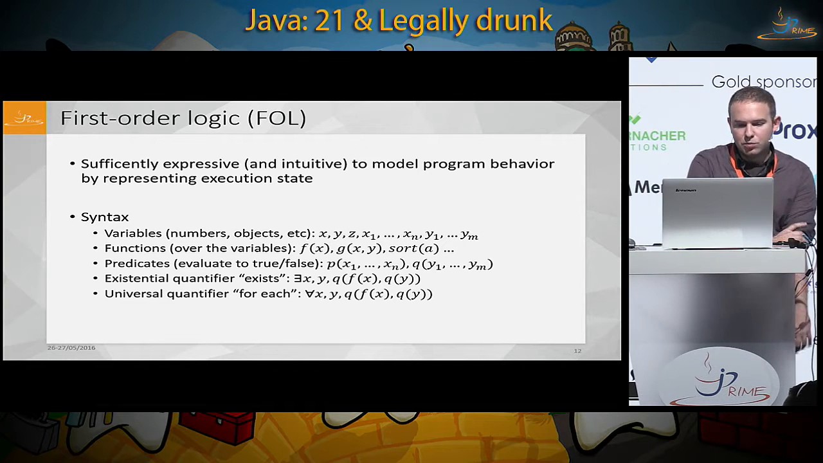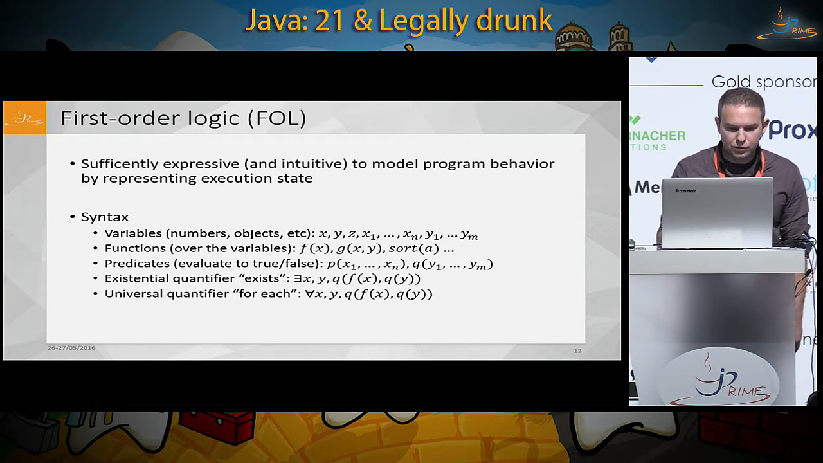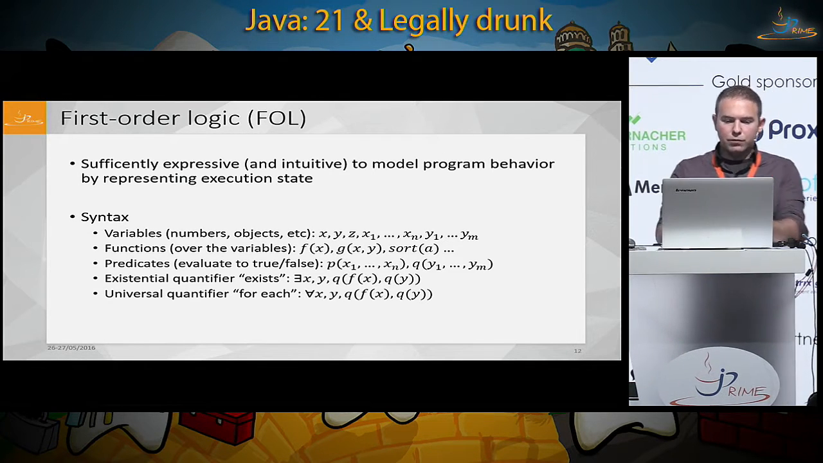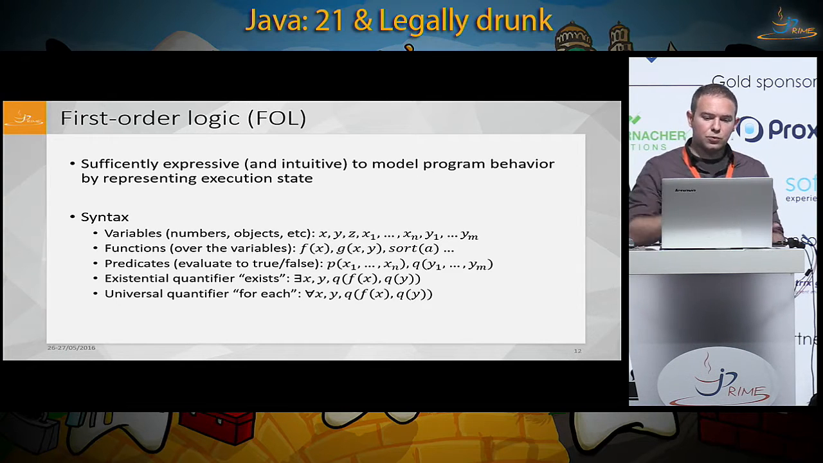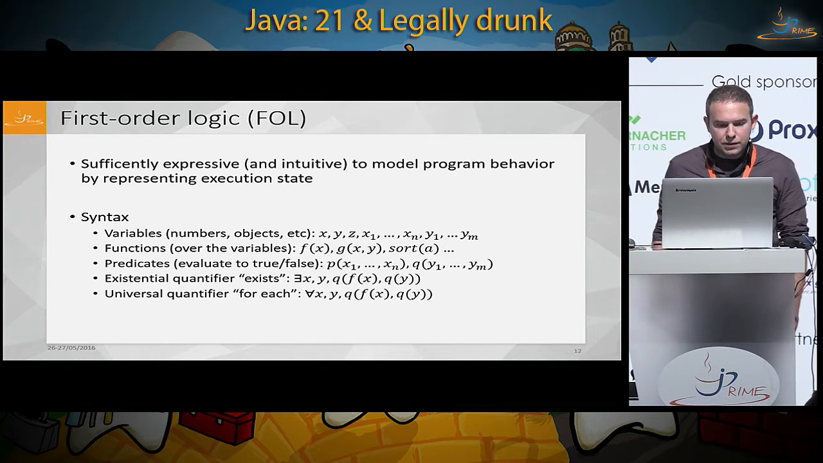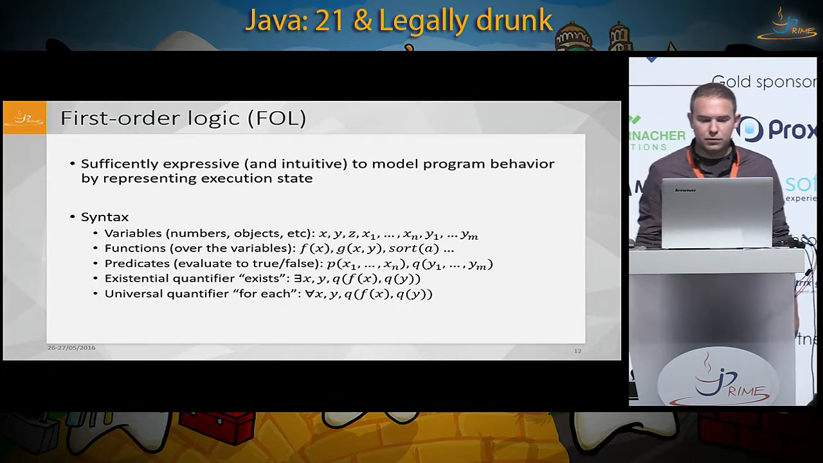So these symbols here give us a language in which we can reason about state. We have variables, of course, which can be numbers, objects, anything you can imagine from a domain. We have functions which could act upon these variables. One such example is the sort function, which we suppose has, for example, no side effects, and it returns a sorted array once we provide it with a given array of numbers. We have predicates, which are logical functions that claim stuff over the objects that we have.